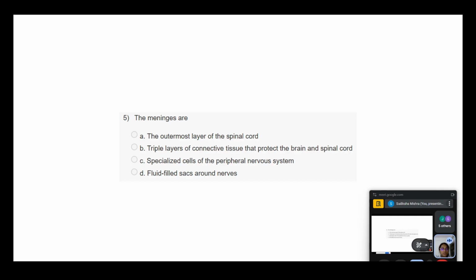Meninges are: the outermost layer of the spinal cord, triple layers of connective tissue that protect brain and spinal cord, specialized cells of the peripheral nervous system, or fluid-filled sacs around nerves. The answer is triple layers of connective tissue that protect the brain and spinal cord.